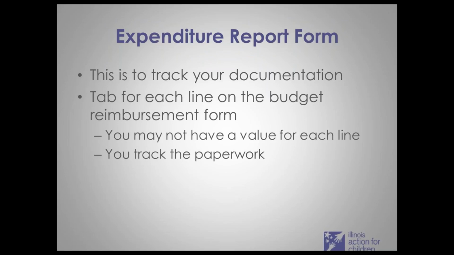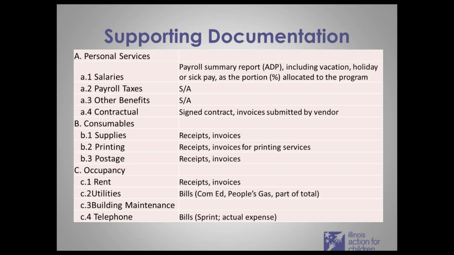All right, so going back to the expenditure report. Again, that's to track your documentation. There's a tab on each line of the budget reimbursement form. It matches up. You may not have a value for each line, but this is really to help you track your paperwork. It's also to help us track the paperwork as well. We put it all together in one nice file. We know that everything we need is there in one spot.